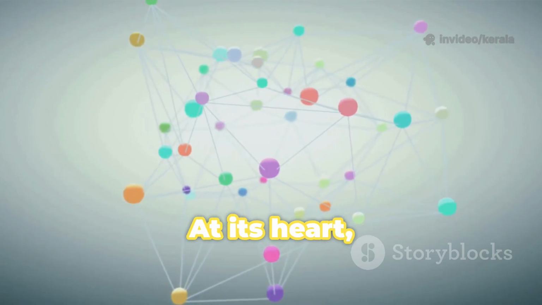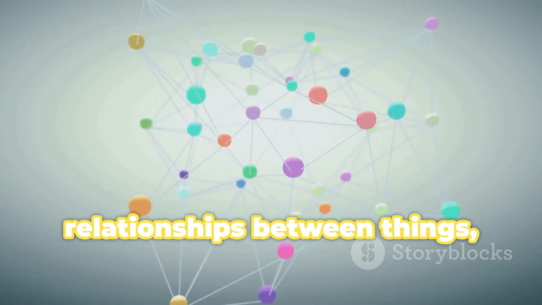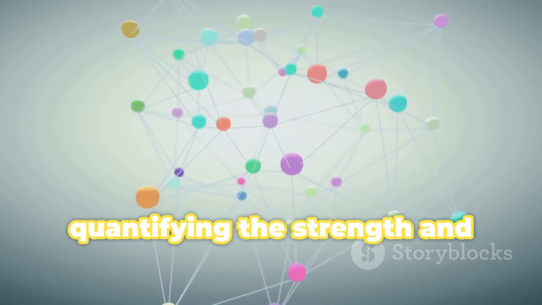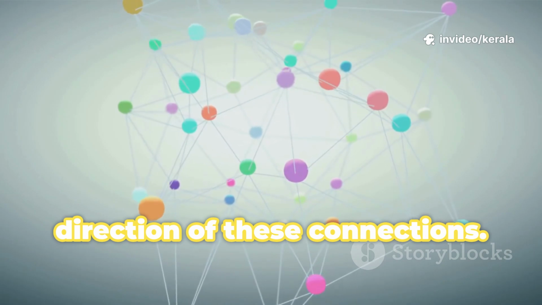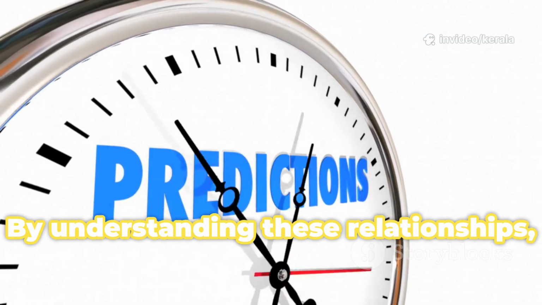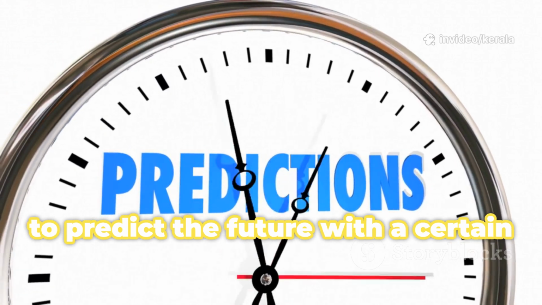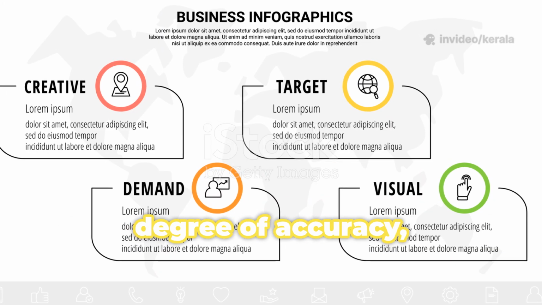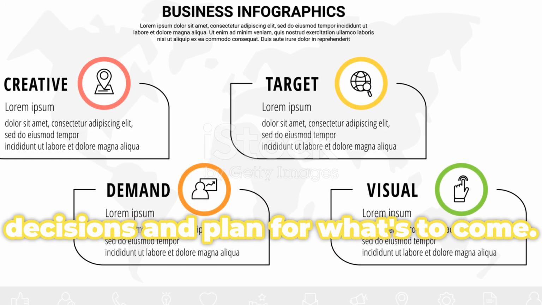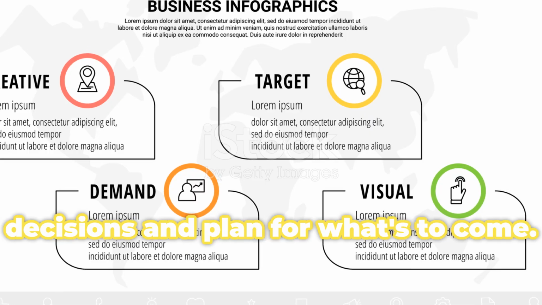At its heart, regression helps us find relationships between things, quantifying the strength and direction of these connections. By understanding these relationships, we can build models that allow us to predict the future with a certain degree of accuracy, enabling us to make informed decisions and plan for what's to come.